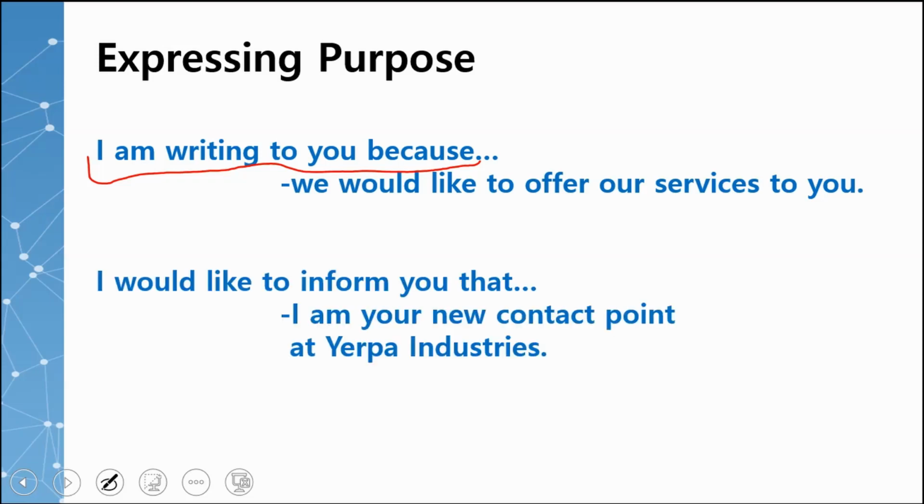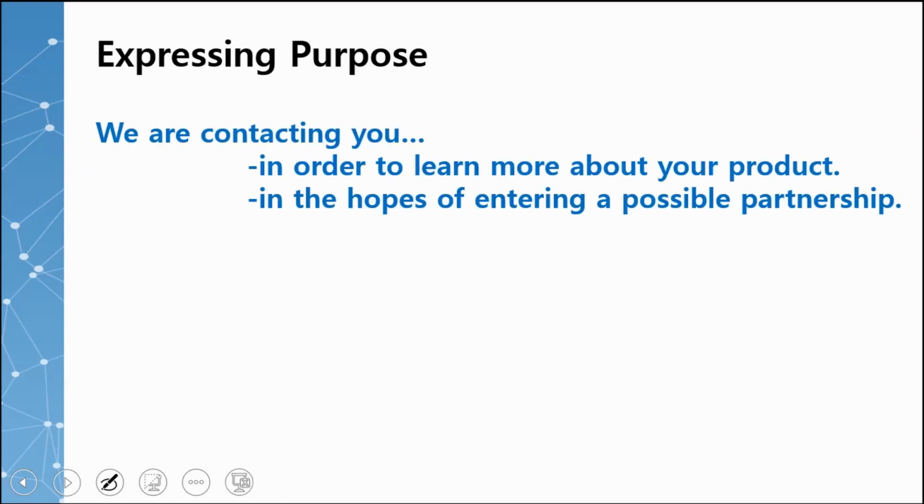The next expression, I would like to inform you that. In this case, I am your new contact point at Yerpa Industries. So this is a situation we saw in the previous video in Unit 6-1. Another expression we could use, again, we talked about this before, we are contacting you. Now, after we are contacting you, it's common to use in order to, but you could also say in the hopes of, right? We are contacting you in the hopes of entering a possible partnership, or in order to learn more about your product, right? So whatever it is, start off with we are contacting you, and then in order to, or in the hopes of, and then say why you are contacting them.